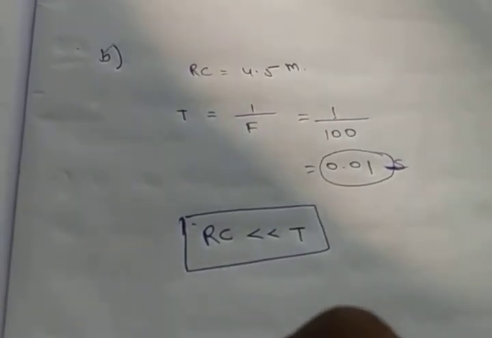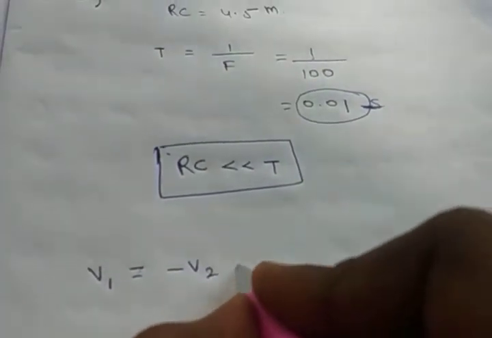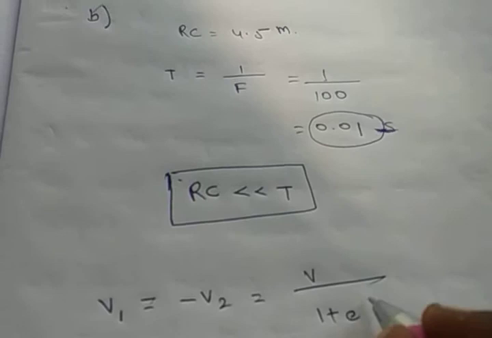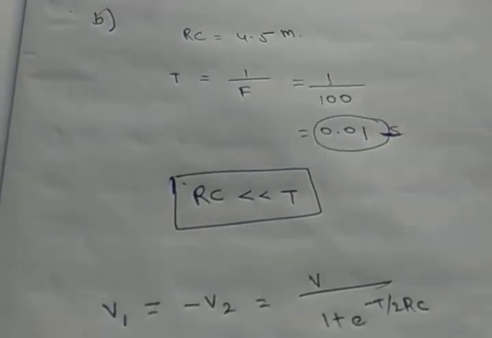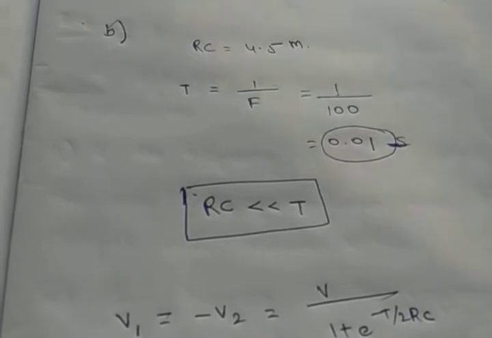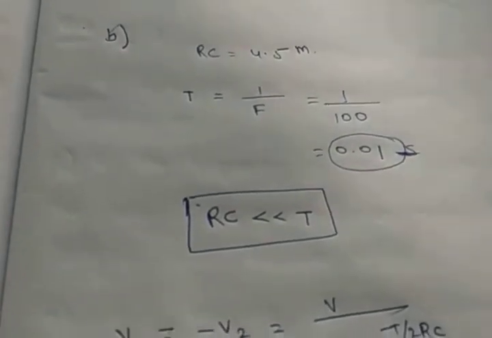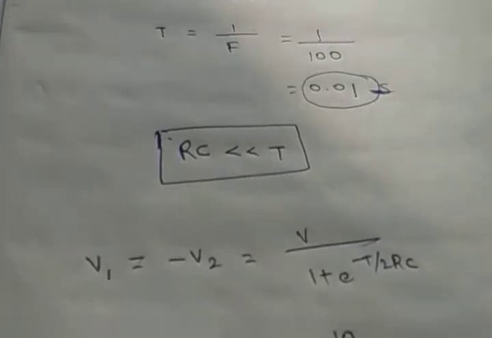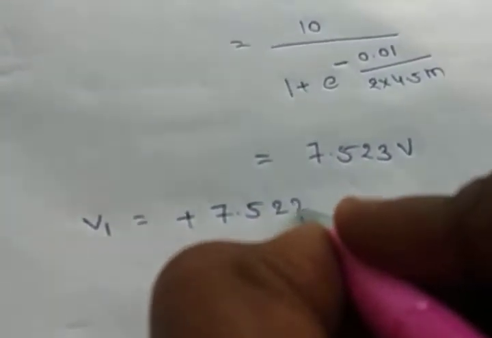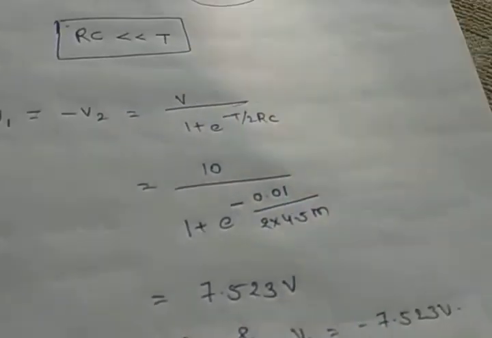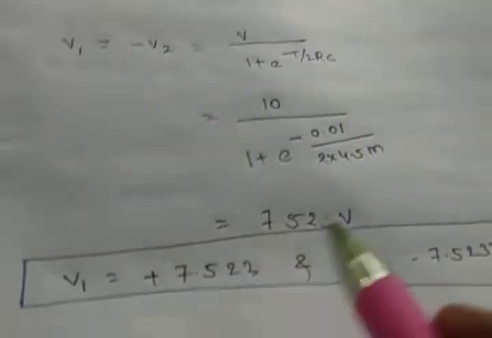V1 is equal to minus V2 which is equal to V by 1 plus e power minus T by 2RC, that is 10 divided by 1 plus e power minus 0.01 divided by 2 into 4.5 milli. So we get 7.523 volts. V1 is equal to plus 7.523 and V2 will be equal to minus 7.523 volts. These will be the voltages at the tilt level.